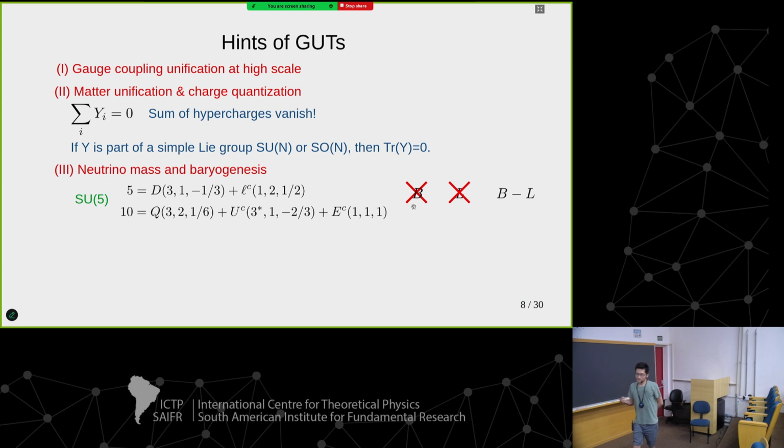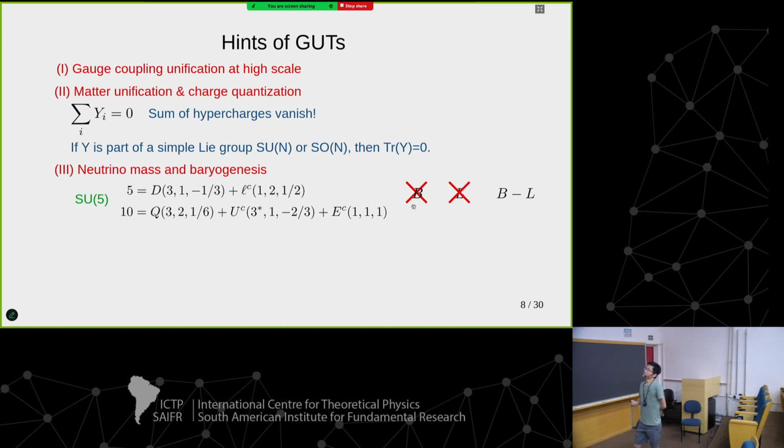So now I go to the guts that I would like to discuss, the specific model. There are a few well-known hints. The gauge couplings seem to try to meet each other as you evolve up to high temperature. And one curious thing is that in the standard model, if you sum up the hypercharge of all the particles, they sum up to zero. Of course, this is also needed for the anomaly cancellations. But it's kind of mysterious.